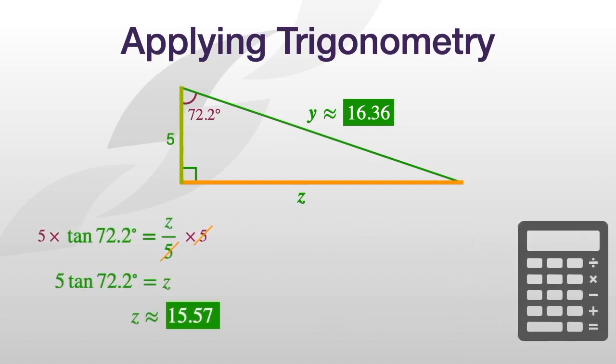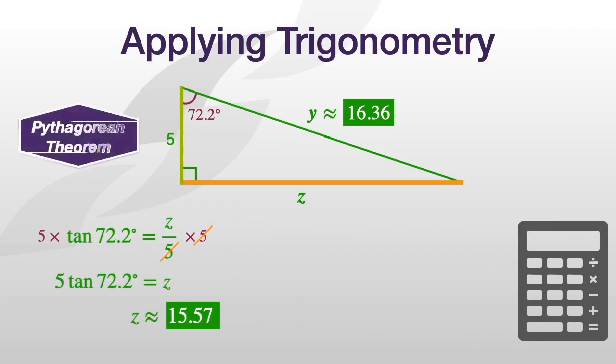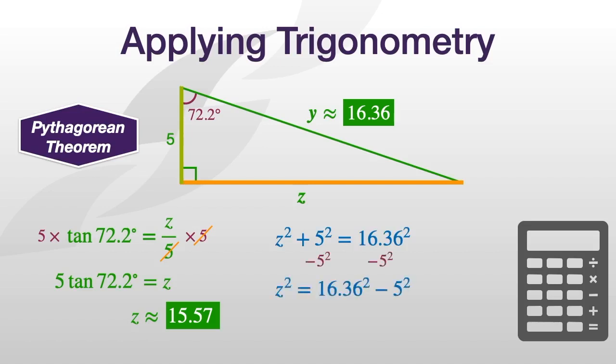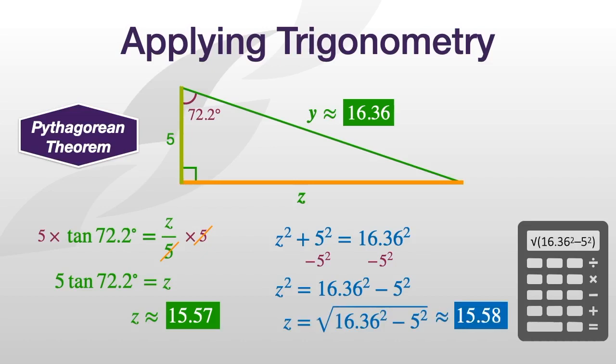But we actually didn't have to use trigonometry, as we could have used the Pythagorean theorem instead. By this theorem, z squared plus 5 squared equals 16.36 squared. To isolate z, we first need to subtract 5 squared from both sides. Then, to undo the square, we need to take the square root of both sides. This gives us that z is approximately 15.58.